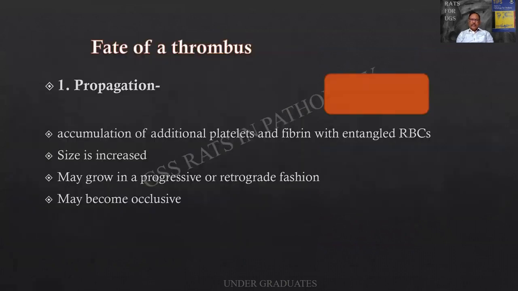Fate of a thrombus. This has been asked as a question any number of times, and students do not write or they just mention the words. Propagation is one. Propagation is literally growing. There is an accumulation of additional platelets and fibrin with entangled RBCs. The size keeps on increasing, and it may grow in a progressive or in a retrograde fashion. Finally, it becomes occlusive. So this is propagation of a thrombus.